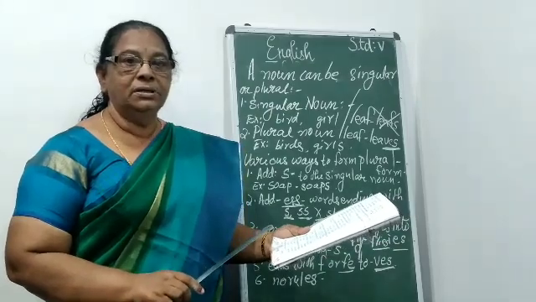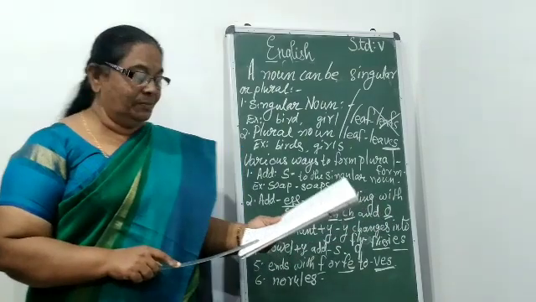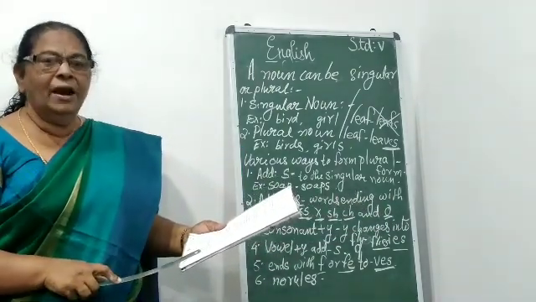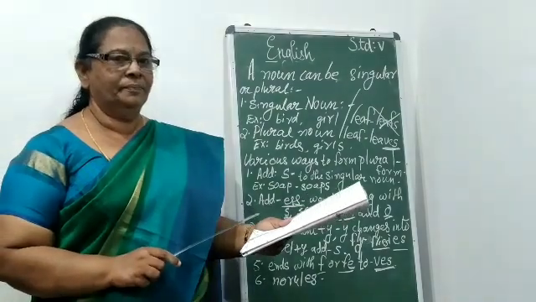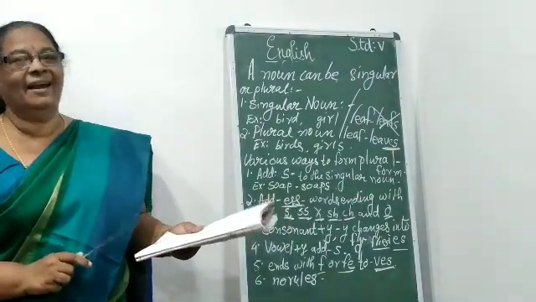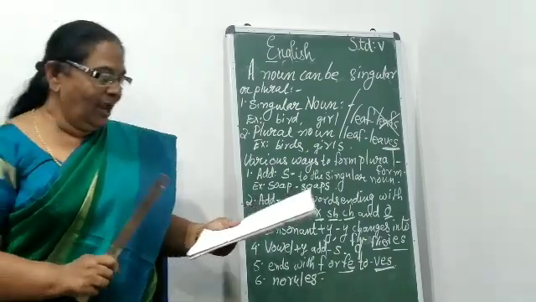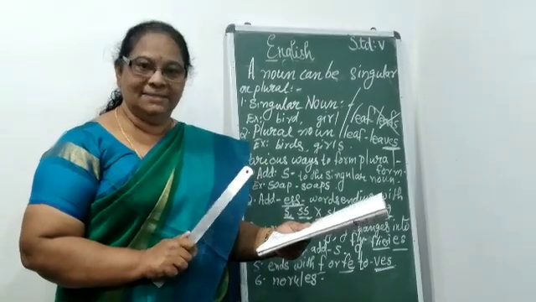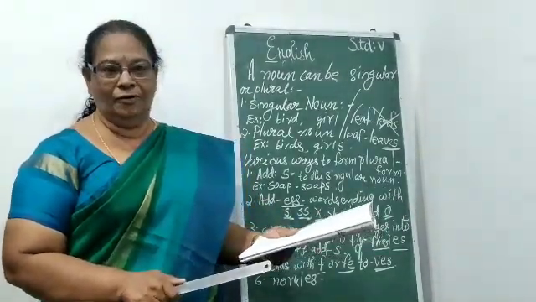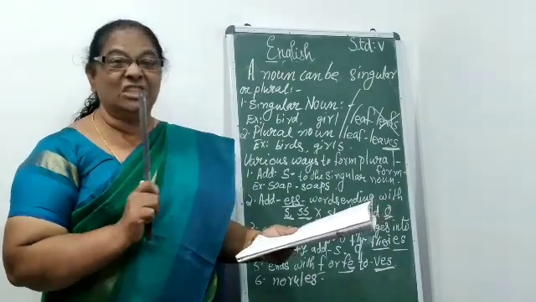Child, children. When I read that word, I was remembering that when I asked the children what is the plural form of child, many of the children said, children's. Is it correct? No, it is not correct. Okay? Child is the singular form and children is the plural form. Don't make mistakes.